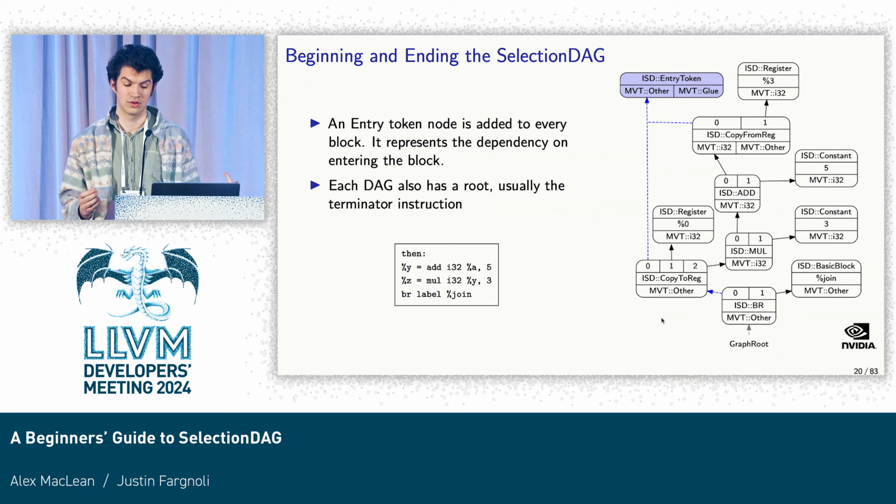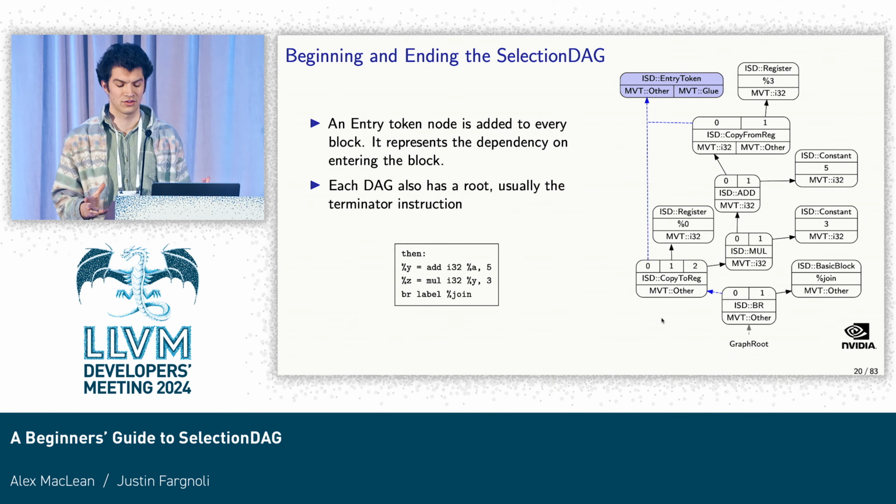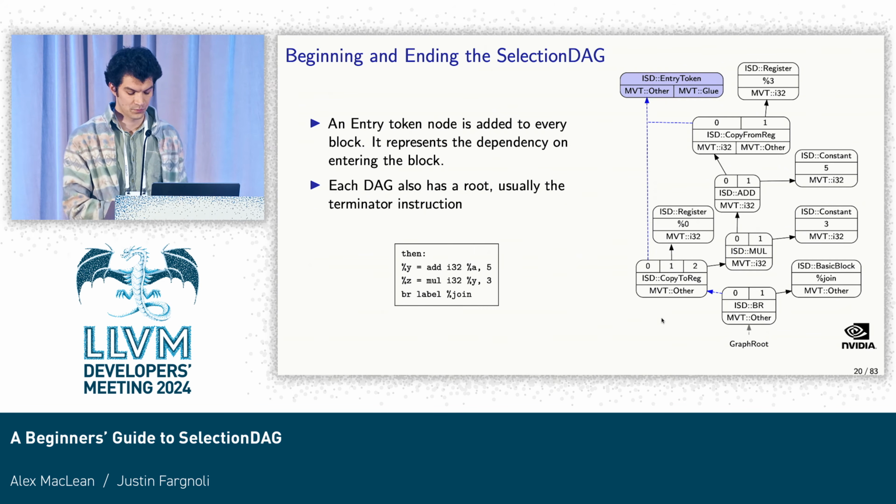So a couple more things to complete our SelectionDAG. One is the entry token. This is going to be part of every SelectionDAG, and it represents the start of the block. In this case, we're creating chains from the copy to and the copy from register to the entry token. And this is just a way to say that we don't want to do these things until we've entered the block. The other thing that every SelectionDAG is going to have is a root. Usually this is the terminator instruction. And certain transformations are going to start from this node. So with that, we have completely built the SelectionDAG for this little basic block.